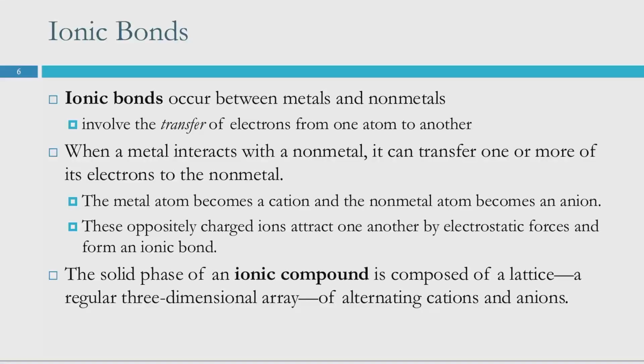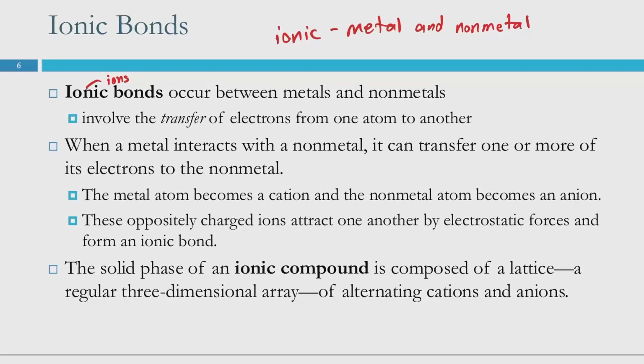Ionic bonds occur between ions. So they occur when we are mixing metals and nonmetals. So ionic, we're thinking metal forms a positive ion, and nonmetal forms a negative ion. Ionic bonds involve the transfer of electrons from one atom to the other. So when a metal interacts with a nonmetal, it can transfer 1 or more of its electrons to the nonmetal.